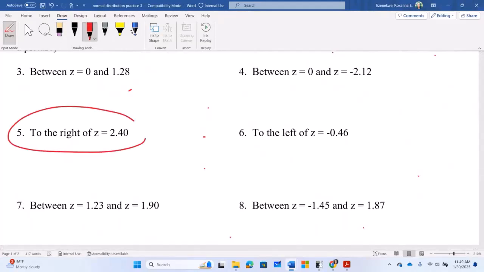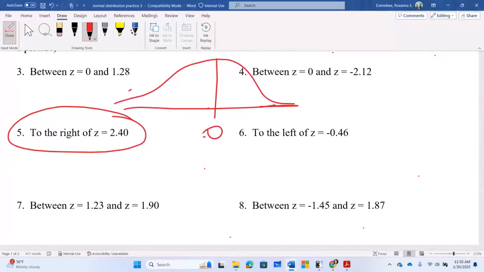Sometimes you are told to find area to the right of Z. So let's draw this picture. I'm going to draw the picture, area to the right of Z equal to 2.4. So I have to first of all place 2.4 correctly. 2.4 is positive. The mean is 0. 2.4 is positive, so it's on the right-hand side of the mean. Area to the right of 2.4. Okay? And then I don't know the upper bound, but the normal curve is going to positive infinity. Therefore, infinity is at the right.